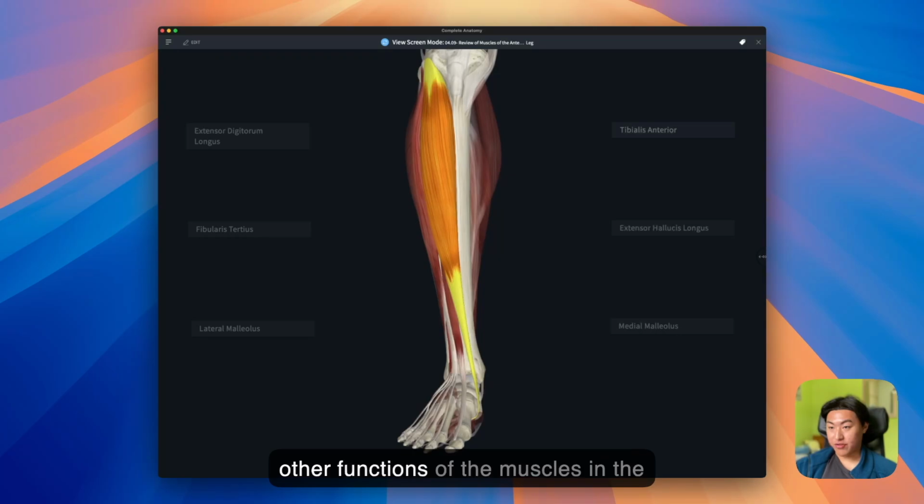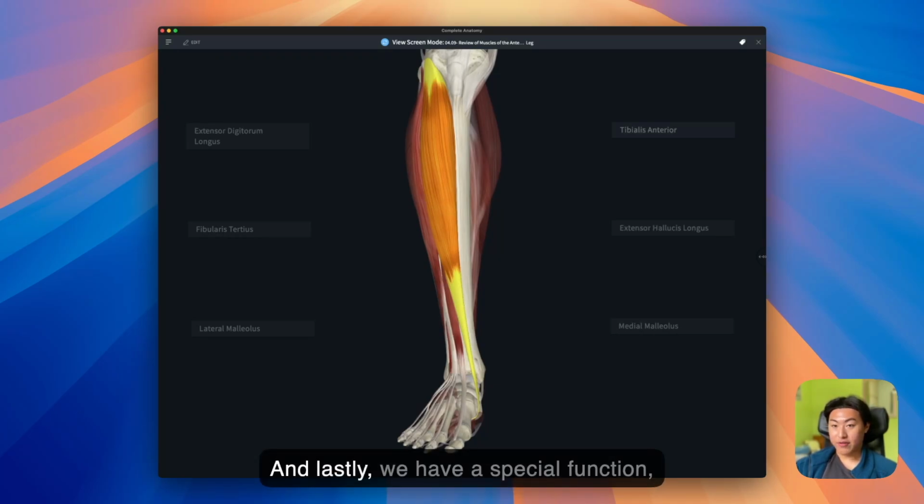And two other functions of the muscles in the lower leg are inversion, which is when you bring your big toe in medially. And this is mainly done by the tibialis group, so the tibialis anterior and posterior. We also have the opposite, eversion, where you bring your pinky toe outwards laterally. And this is done by the fibularis group, the fibularis longus, brevis, and tertius.